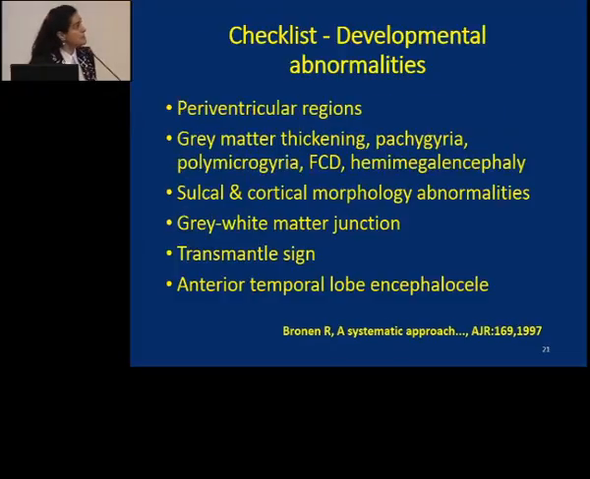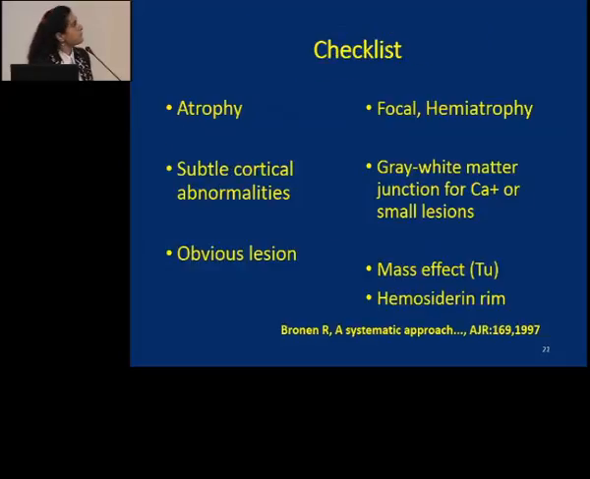Developmental abnormalities. You can start with the periventricular region and then move to the cortex and look for the gray matter thickening, look for the pachygyria, polymicrogyria, and all other malformations. And also be careful with the transmantle sign and the gray-white matter junction.